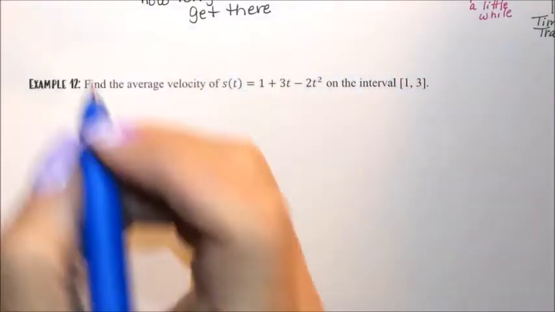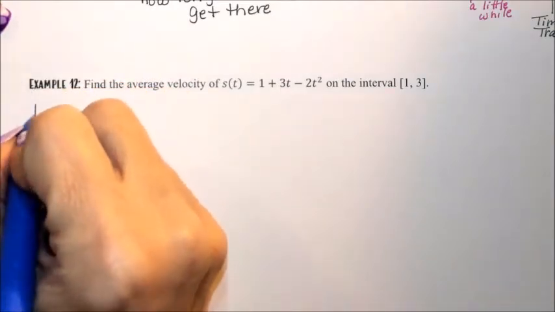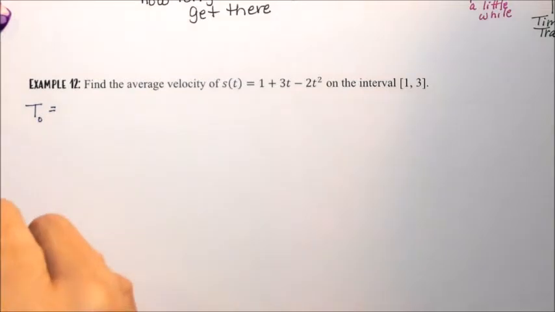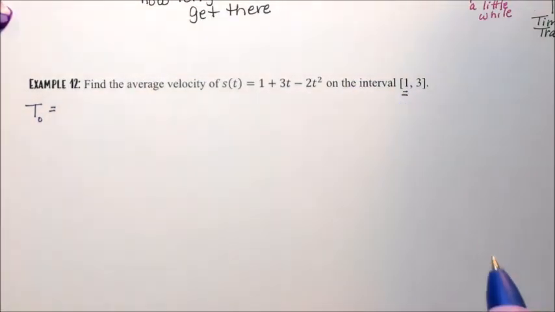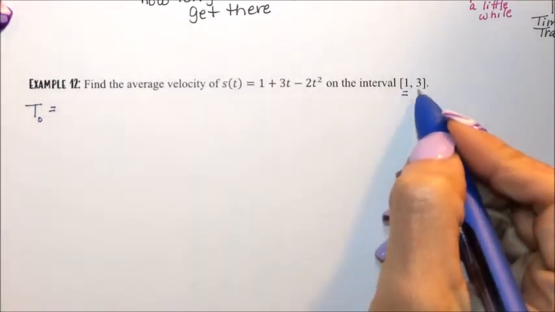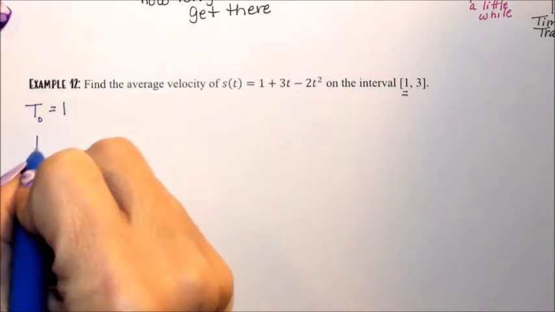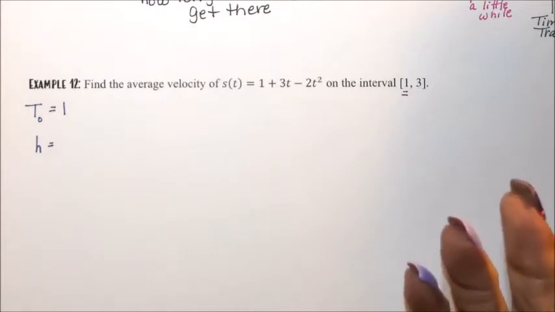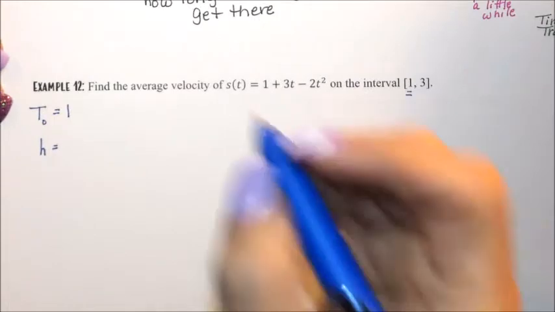Okay. So let's take a look at this. Let's talk about the starting time. What is the starting time? Well, I'm starting at time 1, and I'm traveling to time 3. So my starting time is 1. What is h? How much time has elapsed during this? Hopefully you're not thinking, well, 3 seconds, because it's from 1 to 3. No, how much time elapsed?